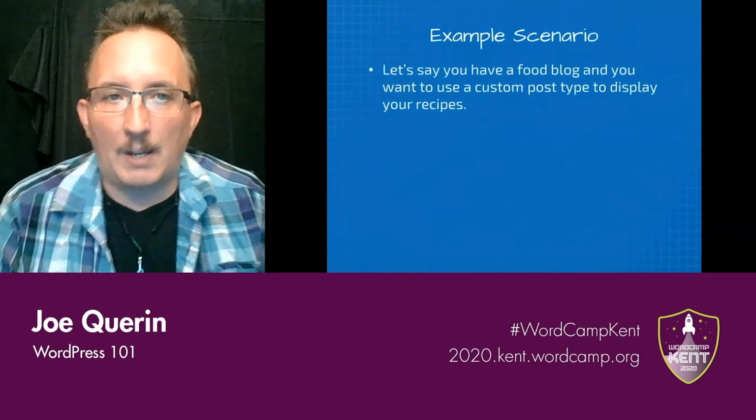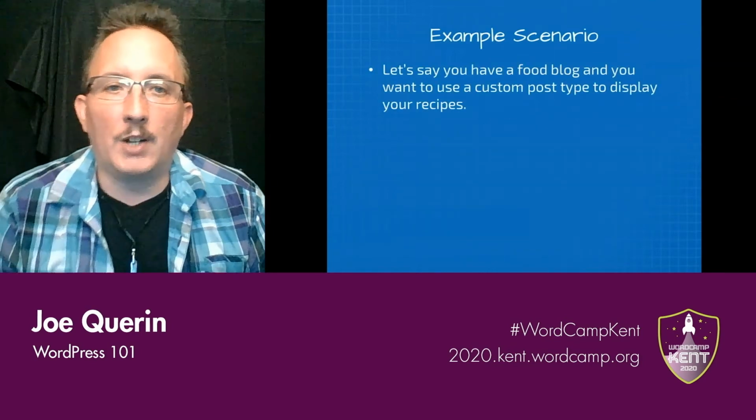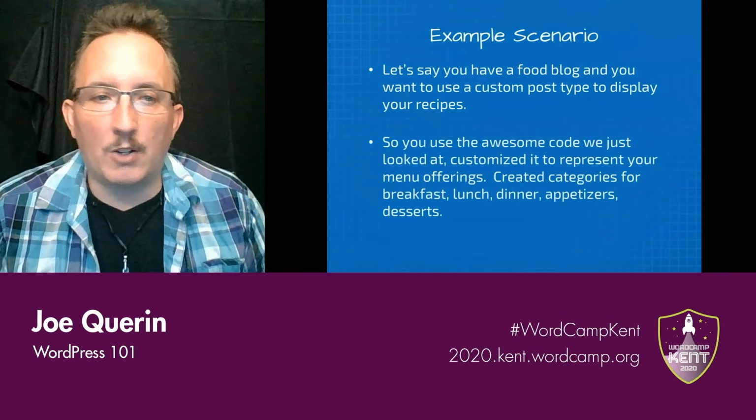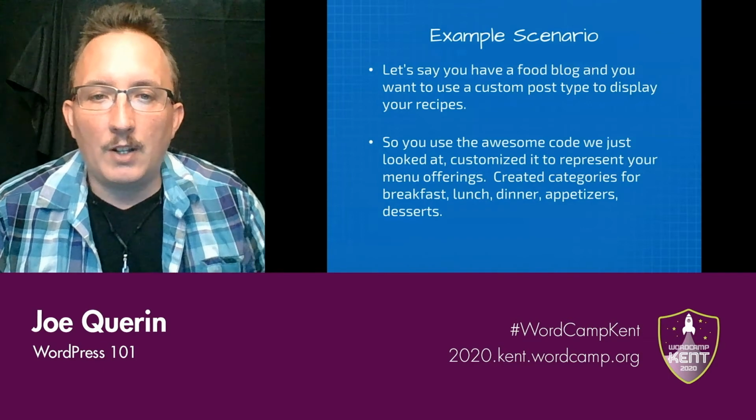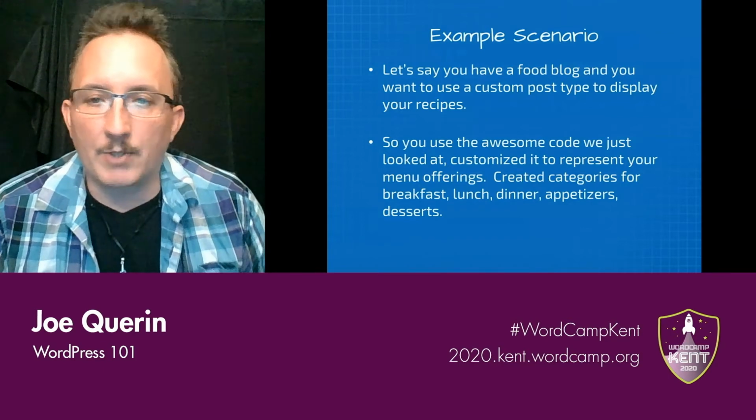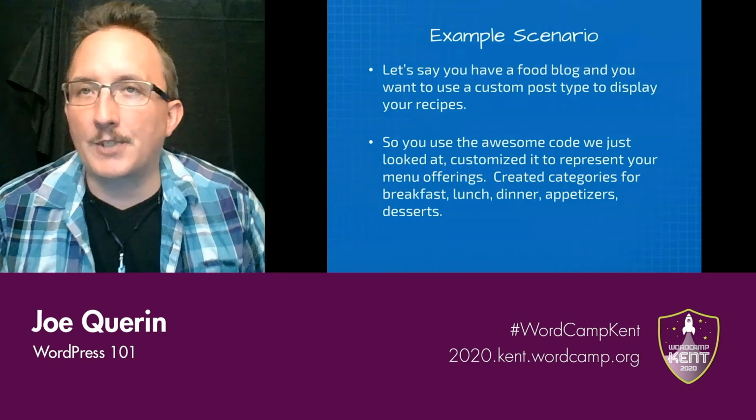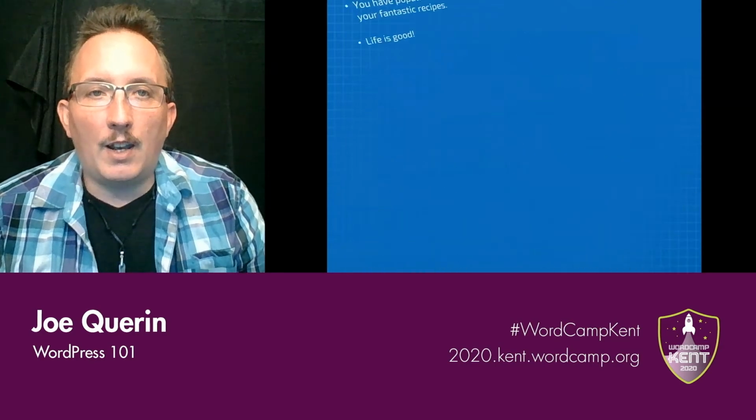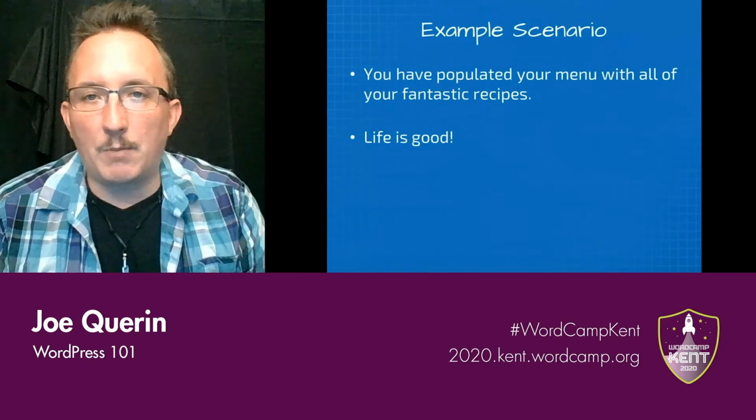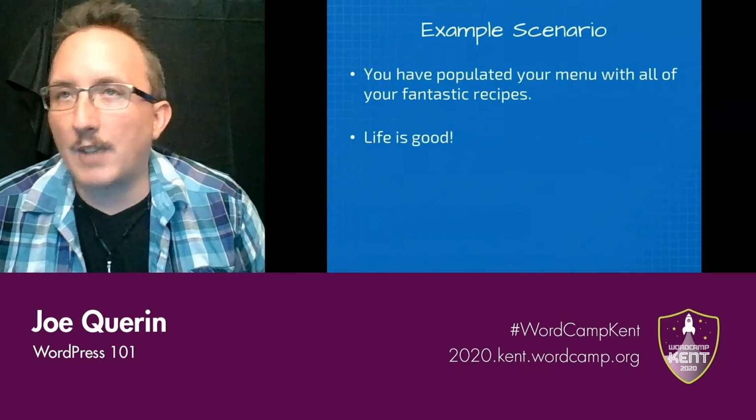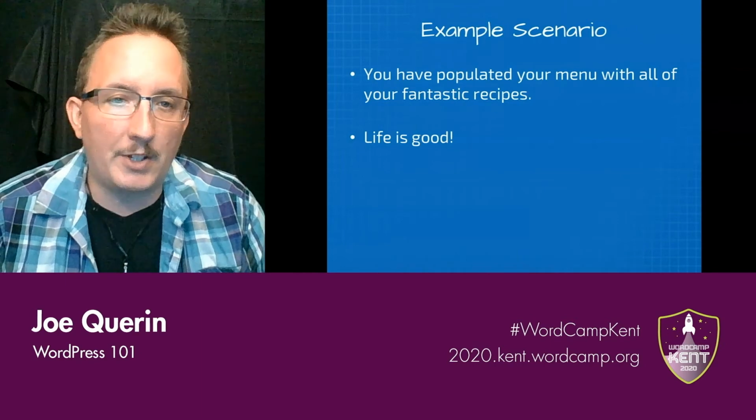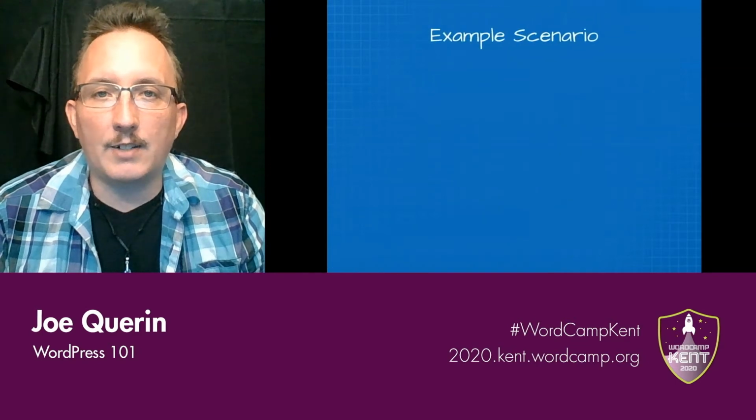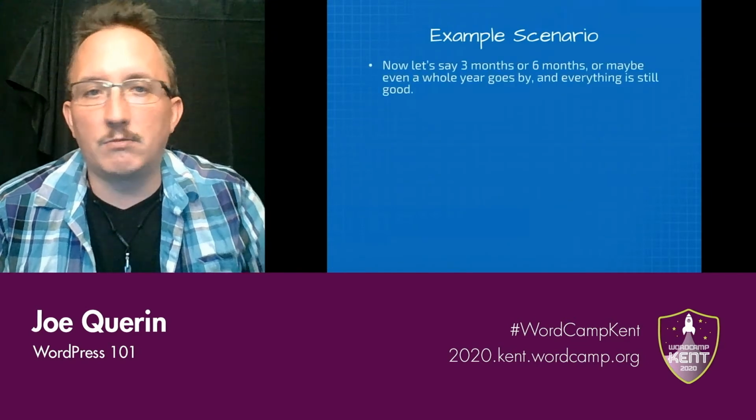So let's give you an example scenario. Let's say that you have a food blog and you wanted to use a custom post type to display your recipes. So you use this awesome code that we found. We customize it to represent your menu offerings. We created categories for breakfast, lunch, dinner, appetizers, desserts, candies, cakes, cookies, you name it. And you went in and populated your menu with all your fantastic recipes. Everything is great. Life is good. People are coming into your site. They love what you're posting. You're posting new stuff.